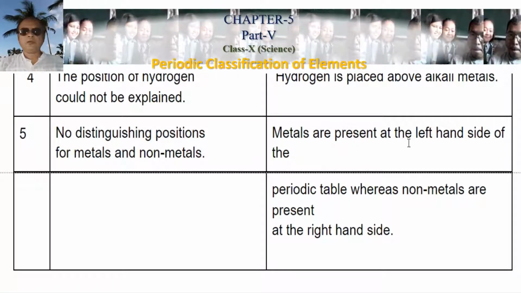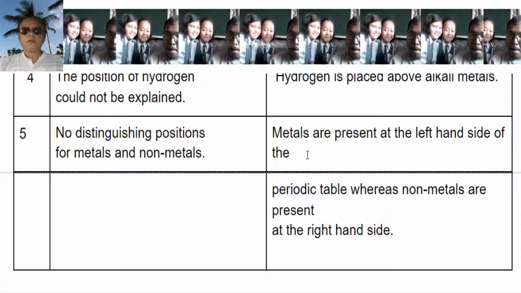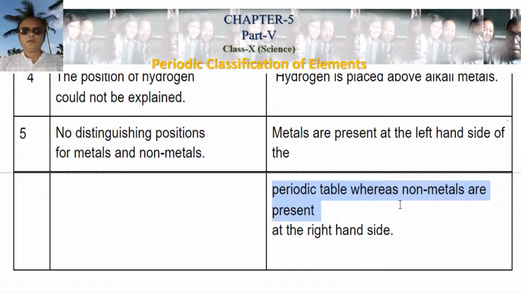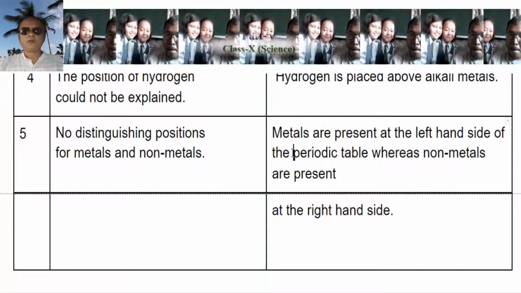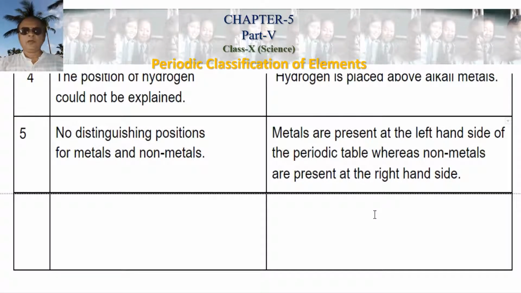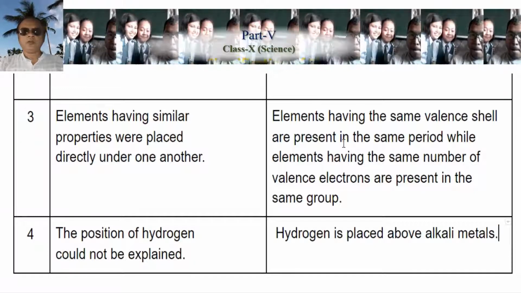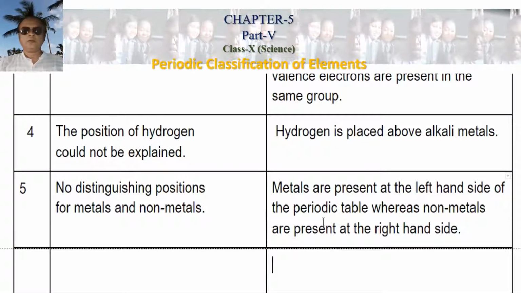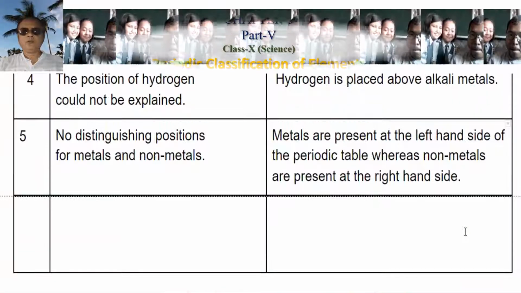Whereas in the modern periodic table, metals are present at the left hand side of the periodic table, whereas non-metals are present at the right hand side of the periodic table.